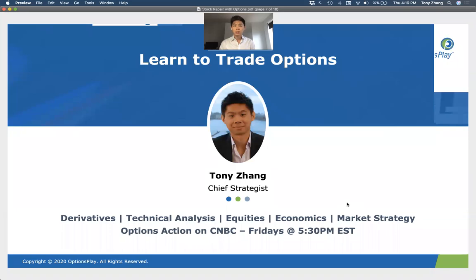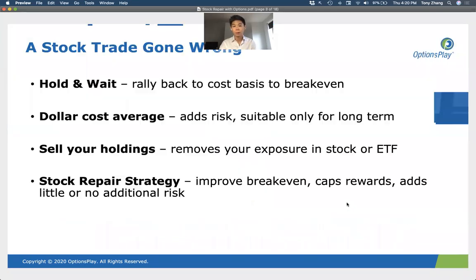So my name is Tony Zhang. I'm the chief strategist here at OptionsPlay. I've used this strategy only a handful of times in my own portfolio because, like I said, it's only useful in very specific scenarios. And even if you're able to successfully find a repair strategy for the stock position that you're in, they don't always work out the exact way that you're hoping. So today, I want to make sure everyone understands, number one, how to construct it, but more importantly, what the challenges are that you may face after you put on a repair strategy.